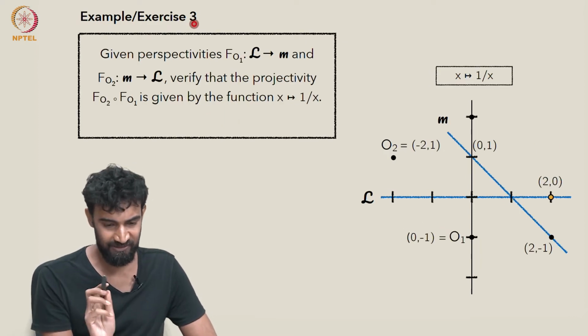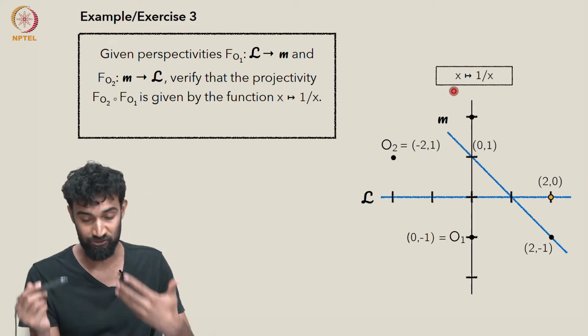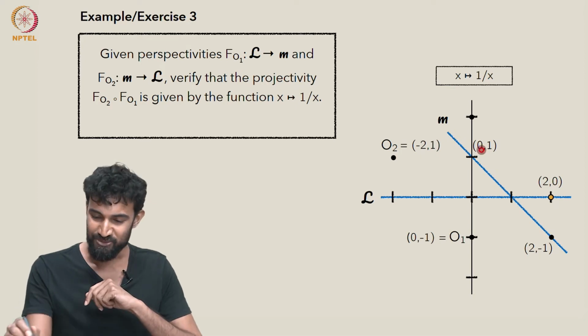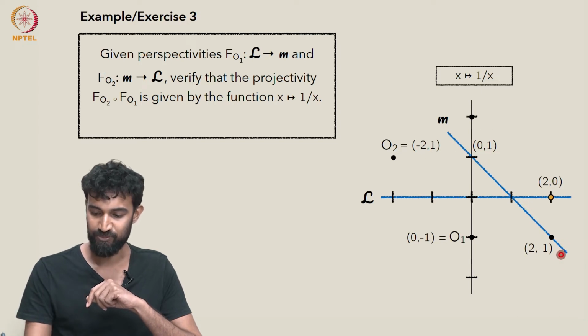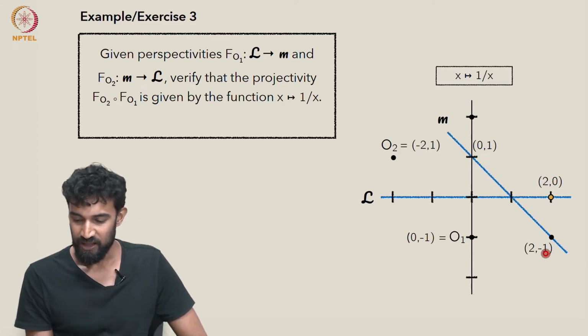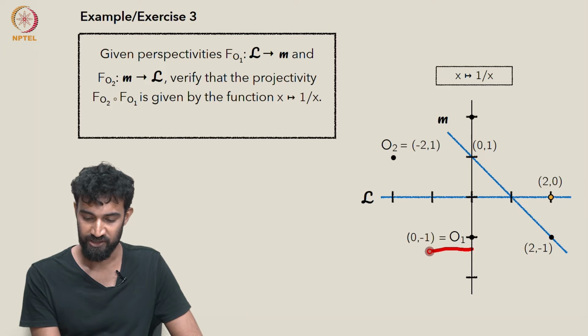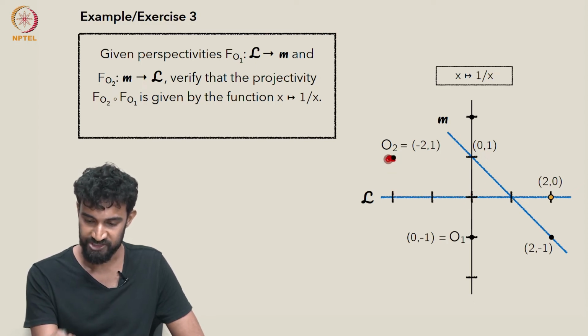So finally, let's look at a last third example. I want to try and reconstruct the function x goes to 1 over x through a projectivity. So I'm using a different line this time. I'm using the line connecting the point 0, 1 with the point 1, 0. It will also go through the point 2, minus 1. And my centers of perspectivity are going to be the point O1, which is 0, negative 1 over here, and O2, which is negative 2, comma 1, which is sitting over here.